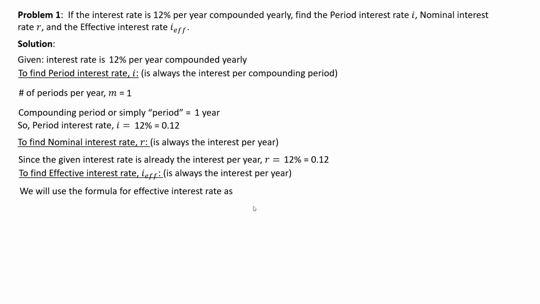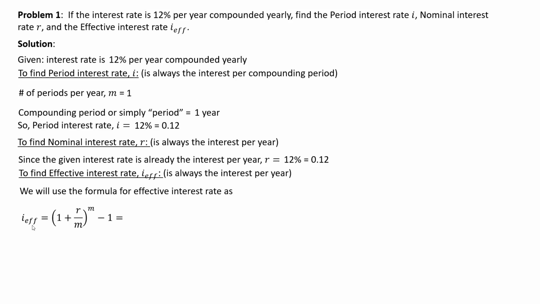And we know what the formula is, right? We will use the formula for effective interest rate: I effective is 1 plus r over m, to the m, minus 1. This is not a continuous compounding case, so we'll just use this simple formula. If it is a continuously compounded case, we would take the limit of this as m approaches infinity. That would be the difference. I'll cover a case like that also.